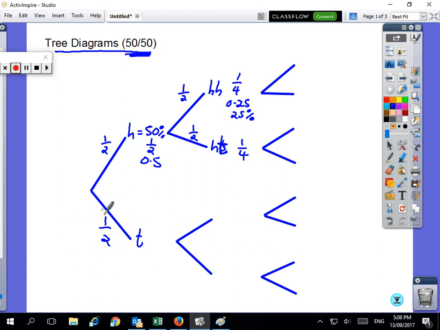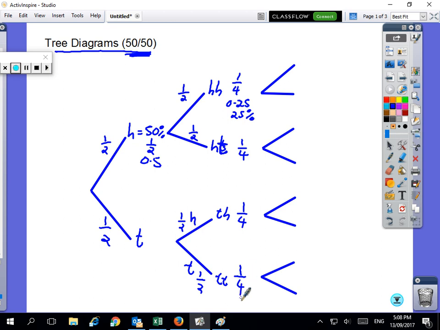If I go down here and I've already got a tail, then again when I toss my second coin, I can get a head or a tail. And I'm methodical. I always, in this case, put the heads up and the tails down. Just helps me track what's happening. Again, they've got a 50% chance, or a half and a half. So in order to find tails heads, I'd go a half times a half, which is again a quarter. And to find the last one, tails tails, I would go a half times a half, and I'd get a quarter.